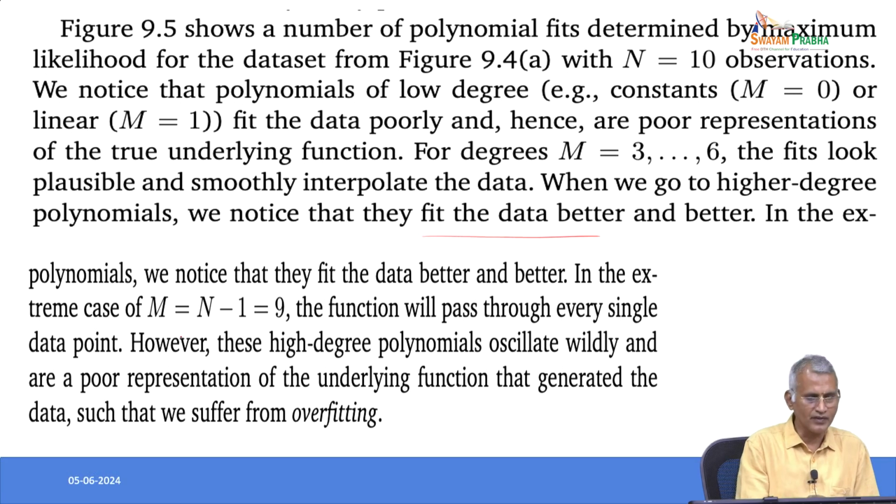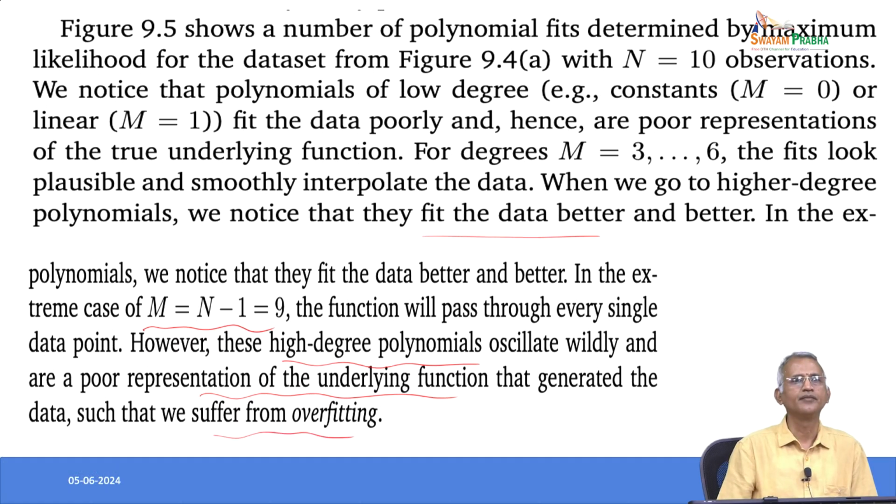In the extreme case, when m equal to 9, that is n minus 1 equal to 9, the function will pass through every single data point. However, these higher degree polynomials oscillate widely and are a poor representation of the underlying function that generated the data, such that we suffer from overfitting.